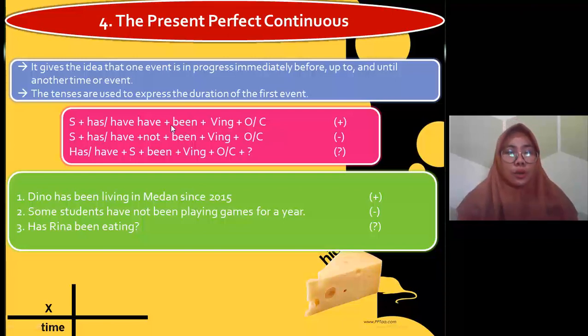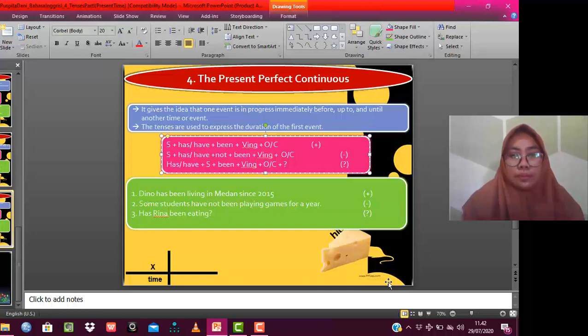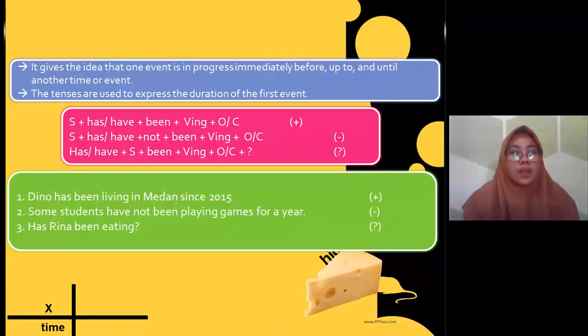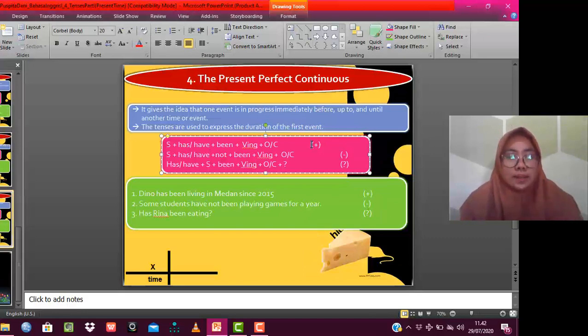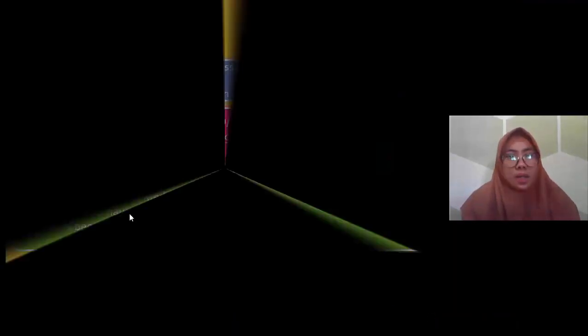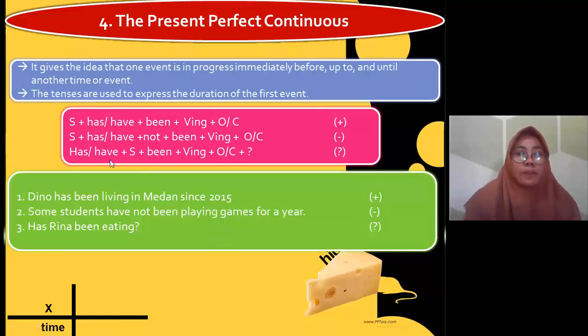So your rule becomes has or have plus been plus verb ing plus object or complement here. Yeah, that's the rule for the positive one. Okay. Subject plus has or have plus not plus been plus verb ing plus object or complement for the negative one. Has or have plus subject plus been plus verb ing plus object or complement for the interrogative one.